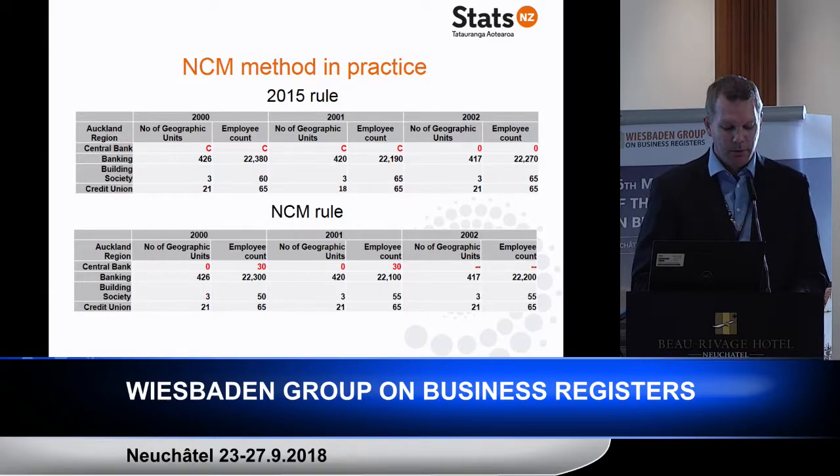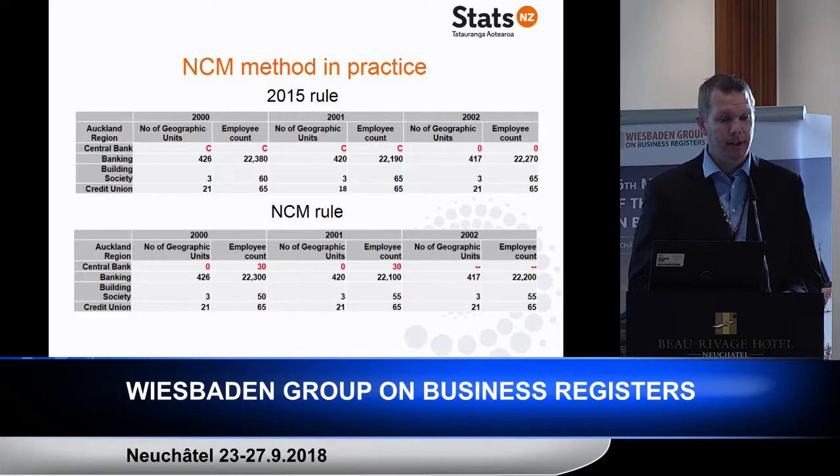You can see the example here compares the 2015 rule with the NCM rule. We can see no value can be obtained from the Auckland Region Central Bank category using the 2015 rule. However, all cells are populated using the NCM rule.